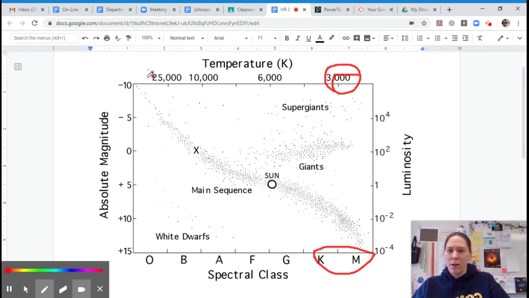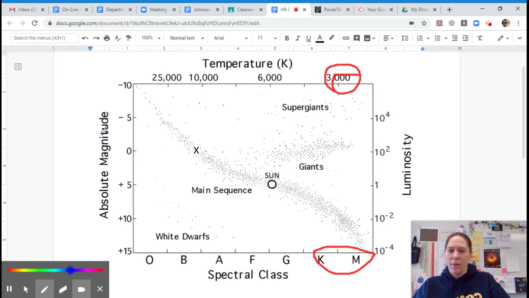On the other end where it's hotter, you see 25,000 kelvins. That relates down on the spectral class. O's and B's just basically mean blue and white. So, very hot, very bright stars. So that's the temperature and the color axis.